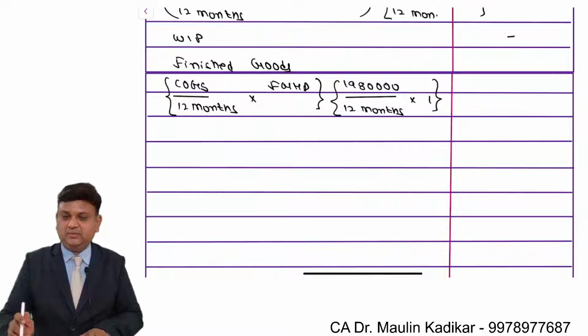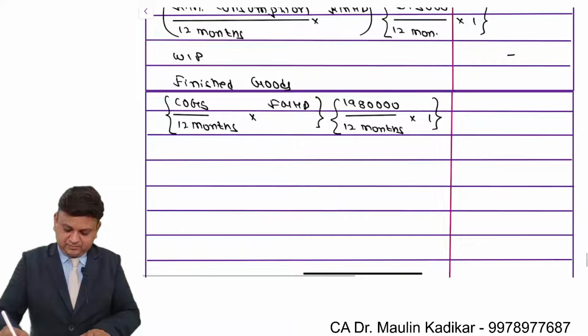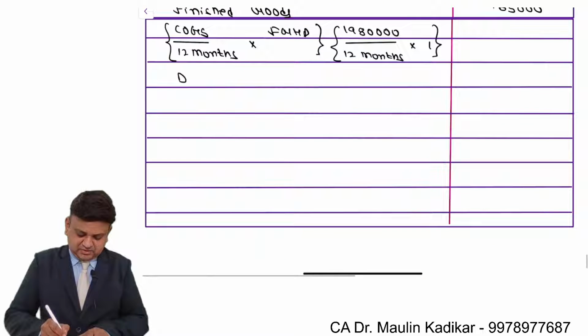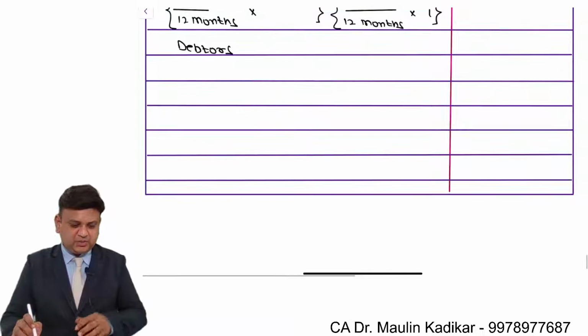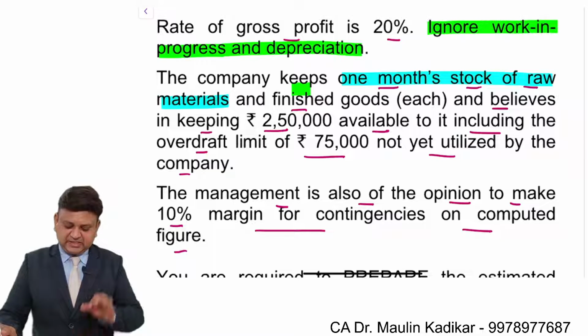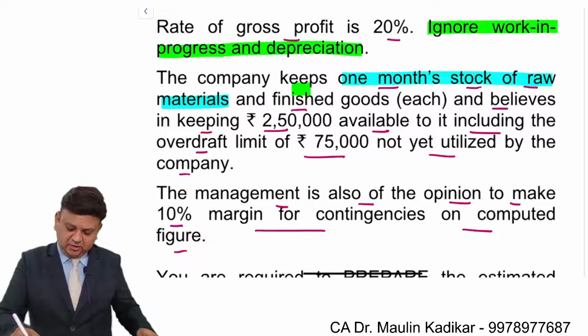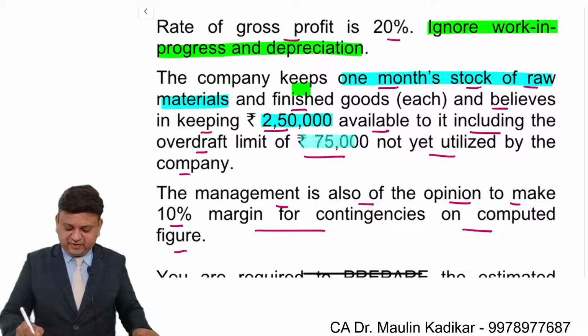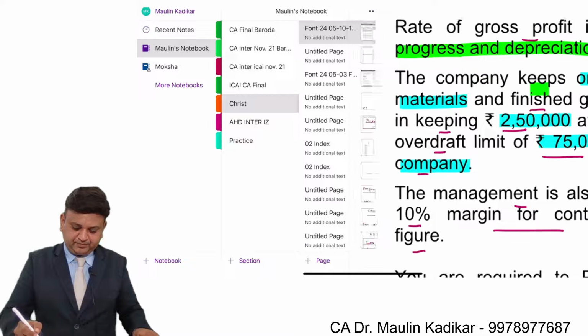19,80,000 divided by 12 is 1,65,000. Over here in this question, I need to explain the data, so I'm not writing anything against the data for the time being. Now the question says that the company believes in keeping 2,50,000 rupees as the cash balance, including an overdraft limit of rupees 75,000, which has not yet been utilized by the company.